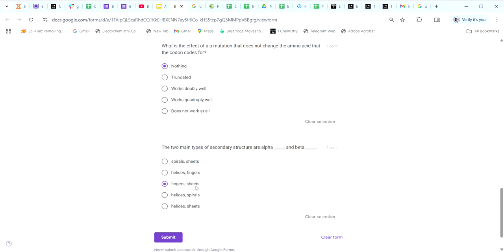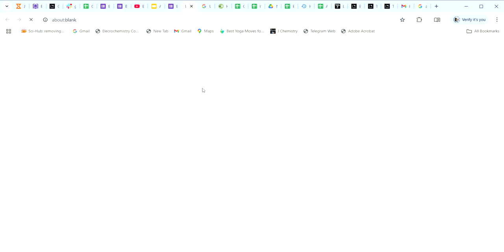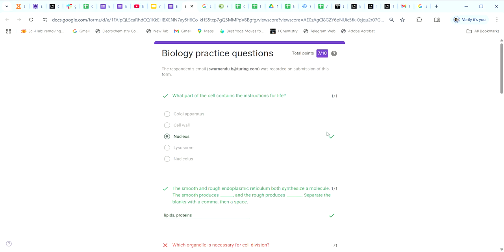The two main types of secondary structure are alpha helices and beta sheets. Let's go. 7 out of 10. Yes, that is correct.